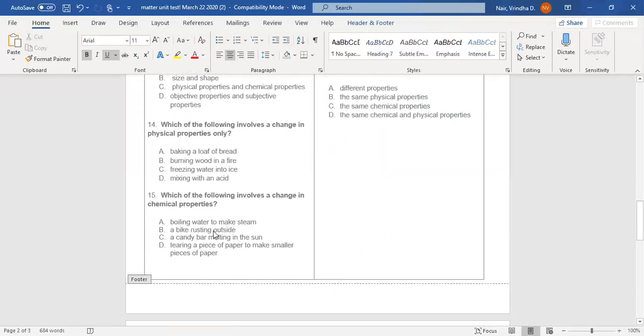Boiling water to make steam, bike rusting outside, a candy bar melting in the sun, tearing a piece of paper to make smaller pieces of paper. Now, if I were to tear a piece of big paper into smaller and smaller pieces of paper, it's still paper, right?